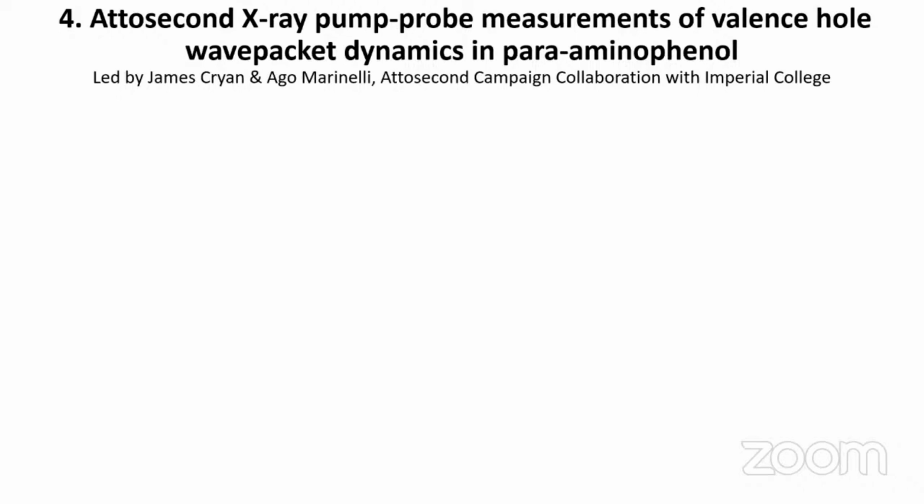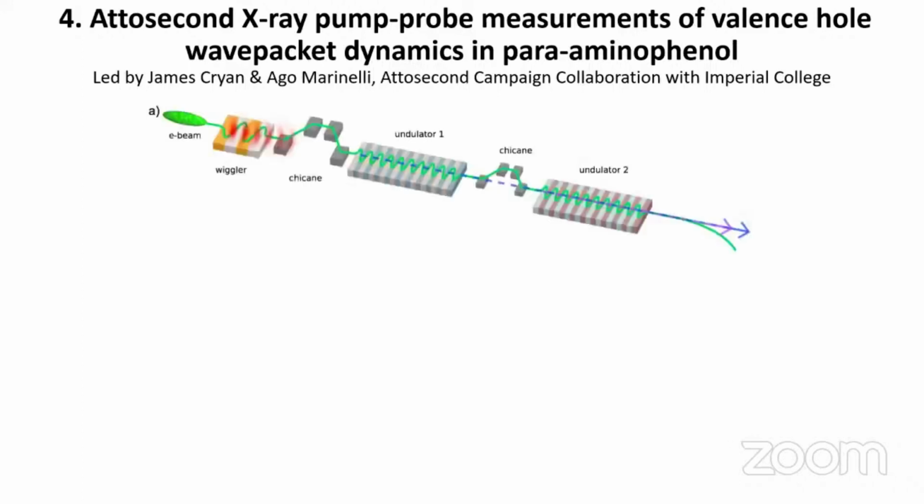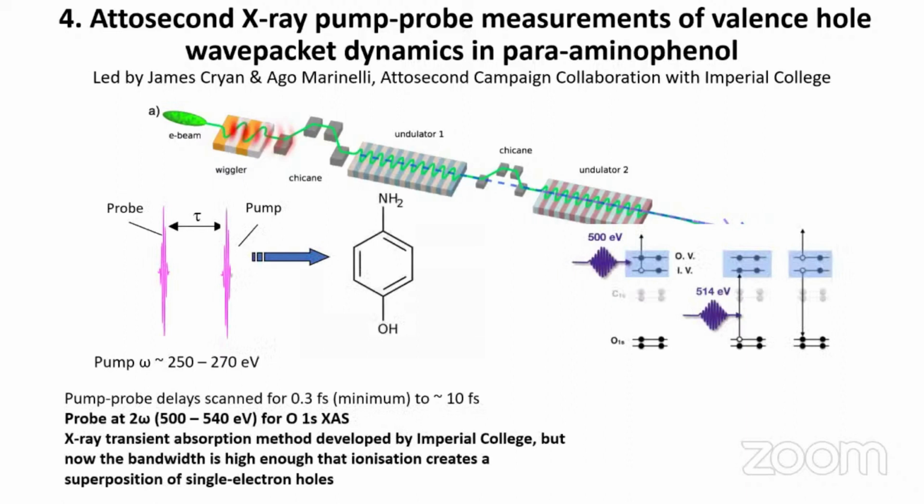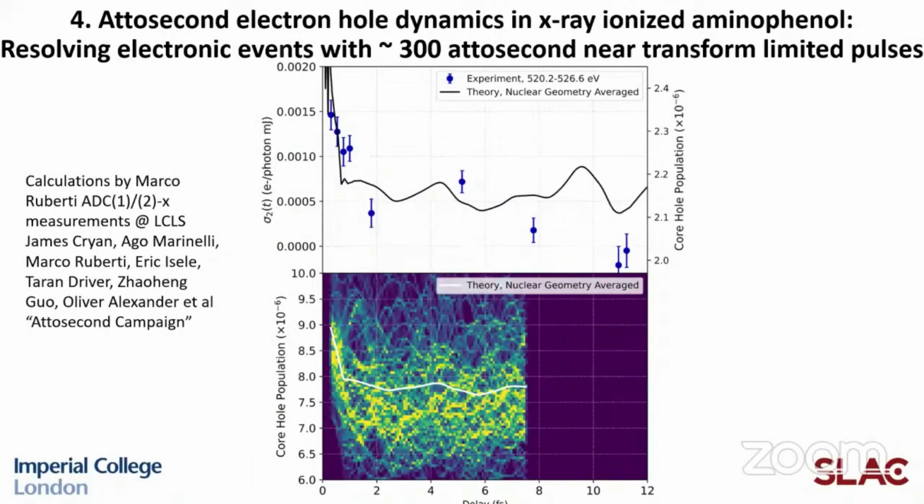So in other words, the same charge migration in aminophenol, and Fernando has already introduced us to some of the calculations on that. I'll just show you the experiments and what they look like. Basically, we're using two pulses, probing near this oxygen site. The pump pulse is around 250 eV. The probe pulse is at the second harmonic. And so the probe pulse is able to probe the different hole states that you can open up with the pump pulse. I'll just show you the results of that.